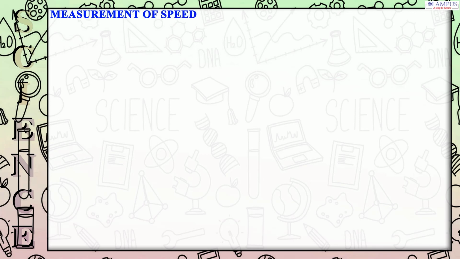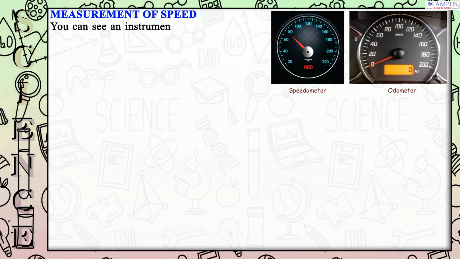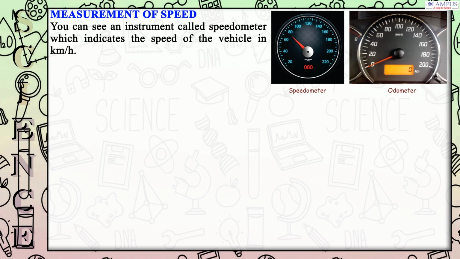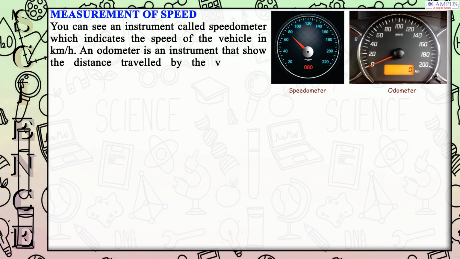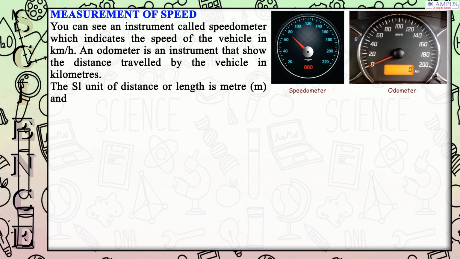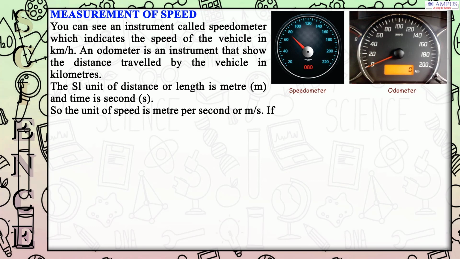Measurement of speed. You can see an instrument called a speedometer which indicates the speed of the vehicle in km per hour. An odometer is an instrument that shows the distance traveled by the vehicle in kilometers. The SI unit of distance or length is meter, m, and time is second, s. So the unit of speed is meter per second, m/s.